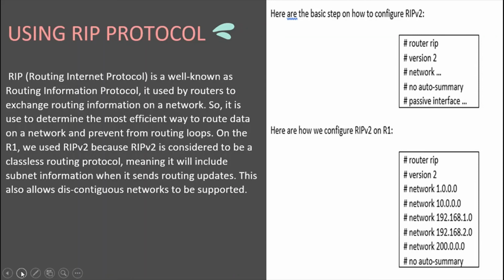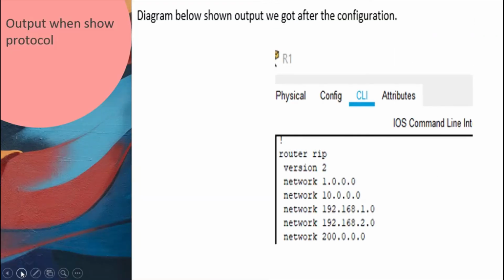On R1, we use RIPv2 because RIPv2 is considered to be a classless routing protocol, meaning it will include subnet information when it sends routing updates. It also allows contiguous networks to be supported. Here is the output when we run show protocol.